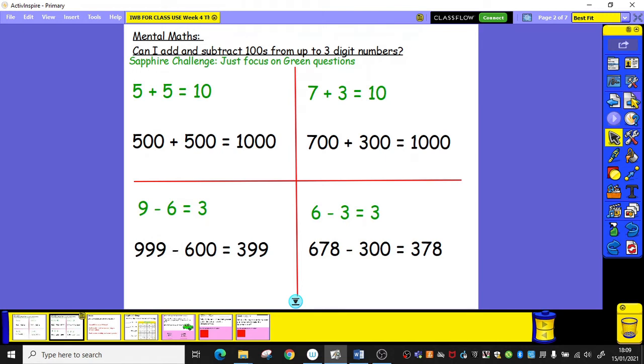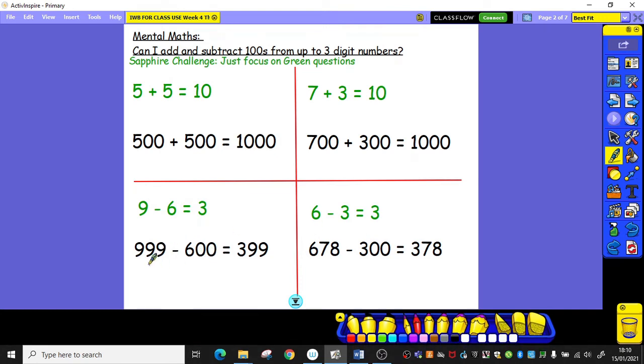So, I hope, first of all, that you realise that you could use your number bonds to help you solve 500 add 500. If we know that 5 add 5 is 10, then 500 add 500 is 1000. And if you know that 7 add 3 is 10, then we should hopefully know that 700 add 300 is 1000. Effectively, I've got 7 lots of 100, add 3 lots of 100 is 10 lots of 100. 10 lots of 100 is the same as 1000.